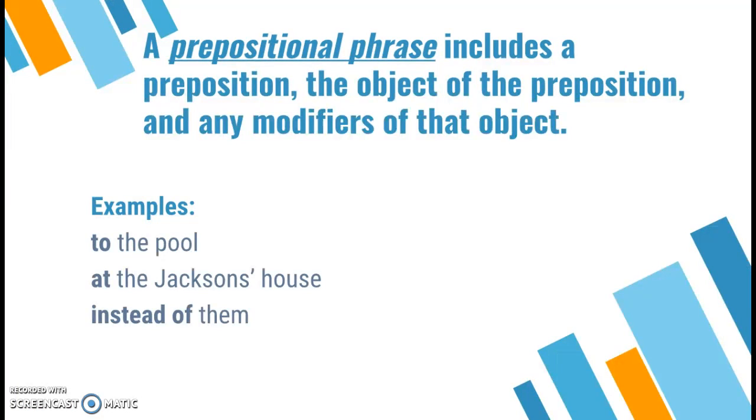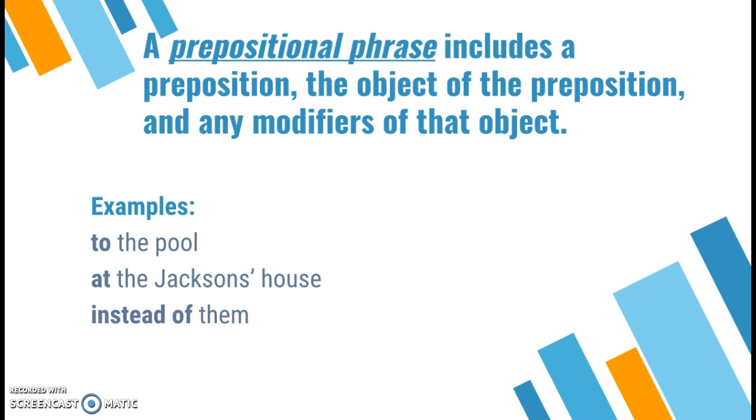A prepositional phrase always includes the preposition and the object of the preposition. It starts with the preposition, ends with the object of the preposition, and then it might have some modifiers of that object in between. So some examples are to the pool. To is the preposition. The pool is the object of the preposition. The is an adjective that modifies pool.